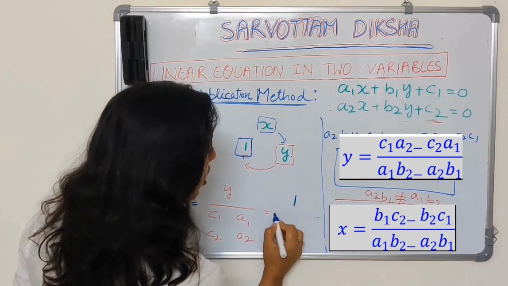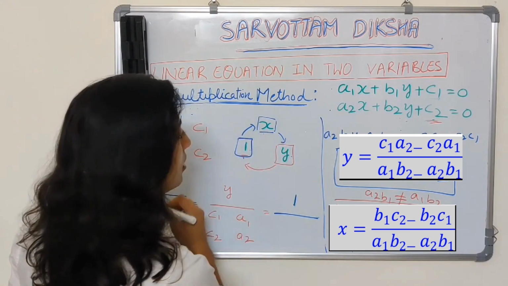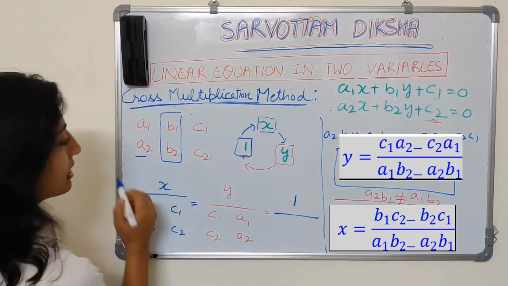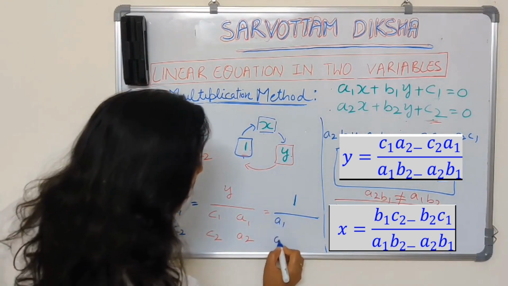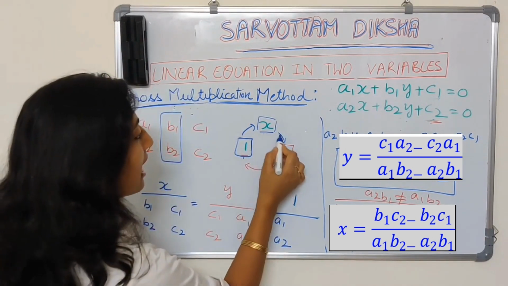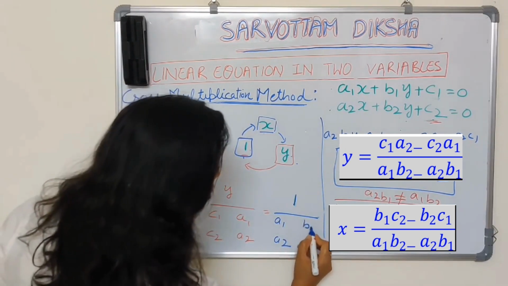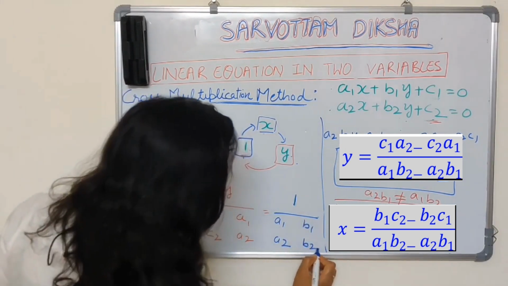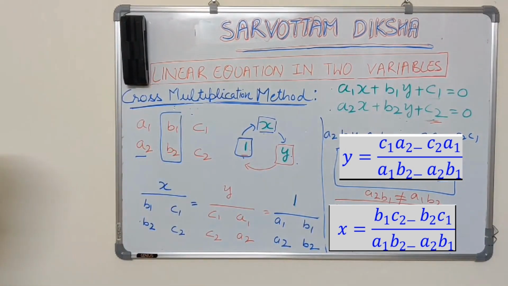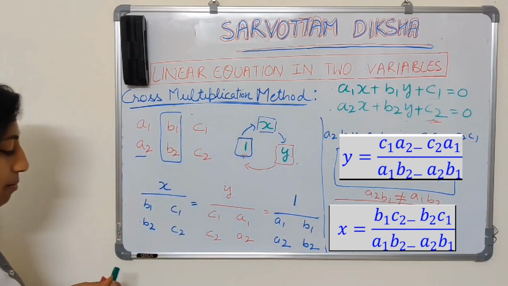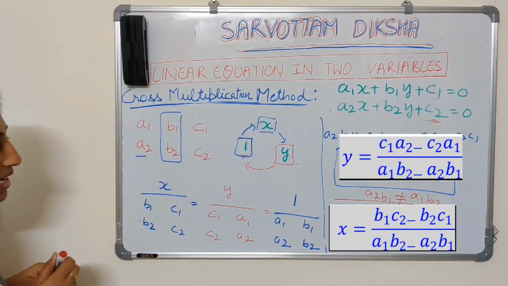After 1, what is the first thing in my circle? X. So I have to write the coefficients of X, that is A1, A2, and after X I have Y in the circle. So I will write the coefficients of Y, B1 and B2. Now see why I am calling it cross multiplication. I will get a cross here while multiplying.